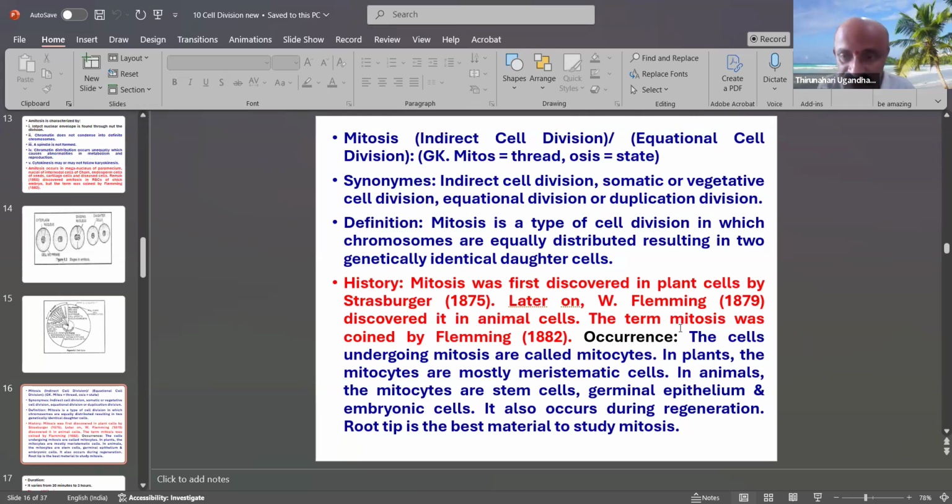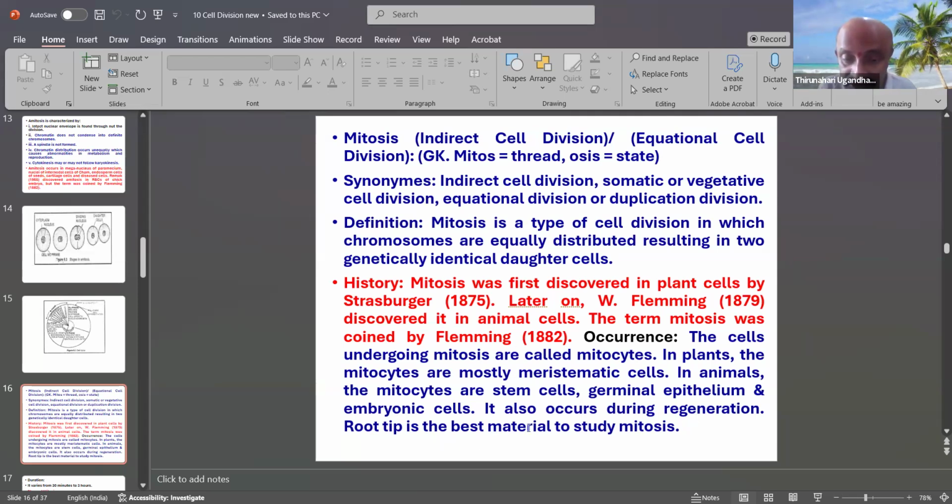History: mitosis was first discovered in plant cells by Strasburger in 1875. Later on, W. Fleming discovered it in animal cells in 1879. The term mitosis was coined by Fleming in 1882. The cells that undergo mitosis are called mitocytes. In plants, these are stem cells, generally germinal, epithelial, and embryonic cells. It also occurs during regeneration.